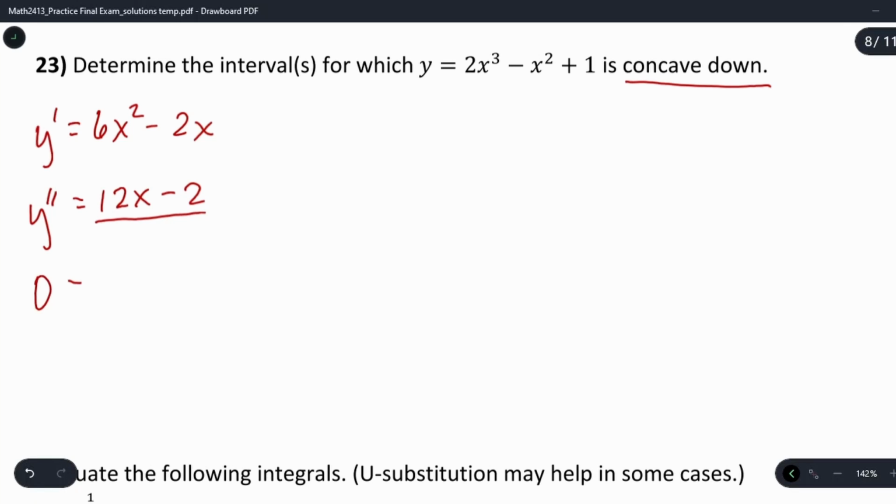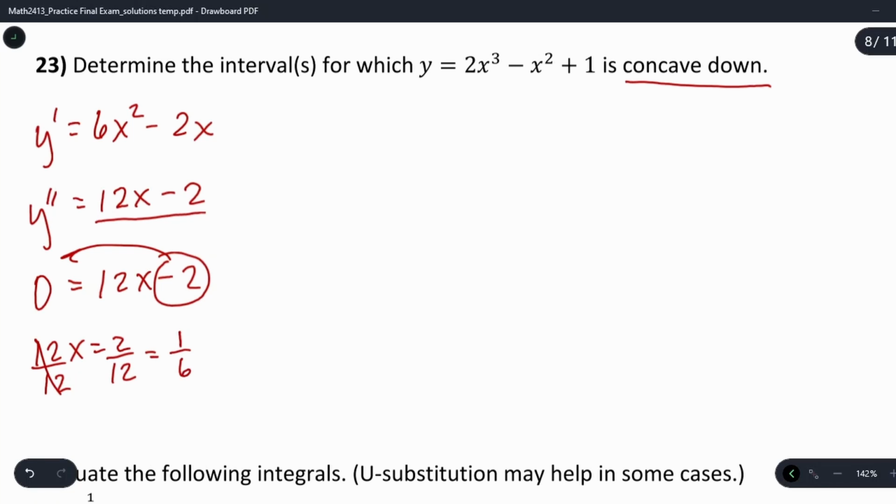So next, we need to find the critical point. Setting this equal to 0 and solving for x, we're going to have 12x equals 2, divided by 12 and reduced is going to give us 1/6.